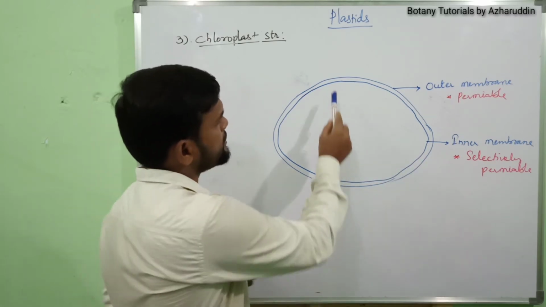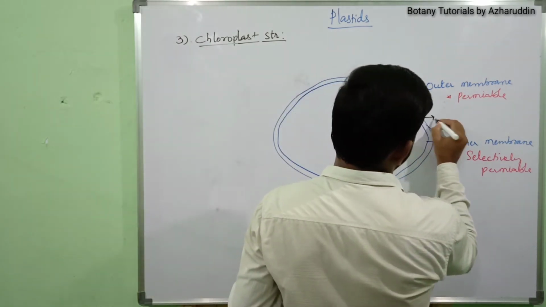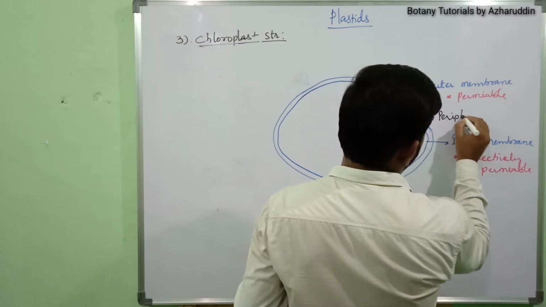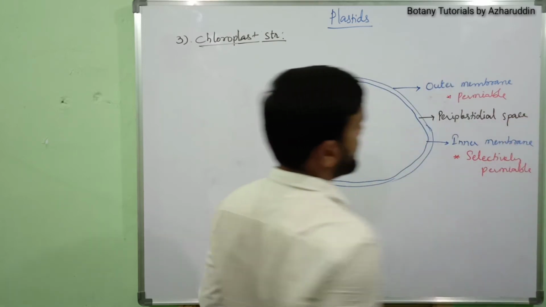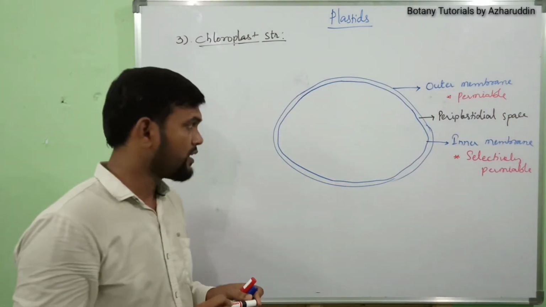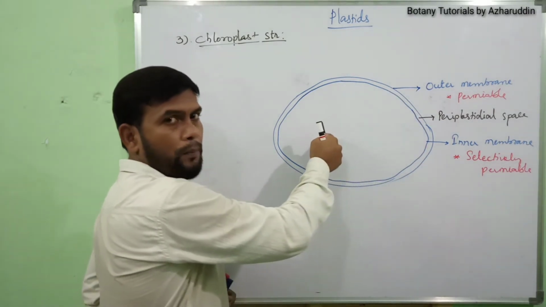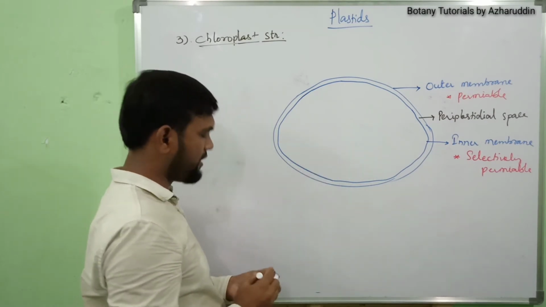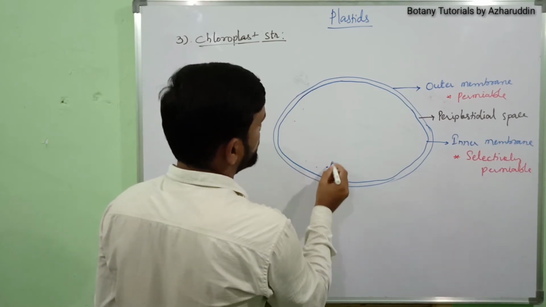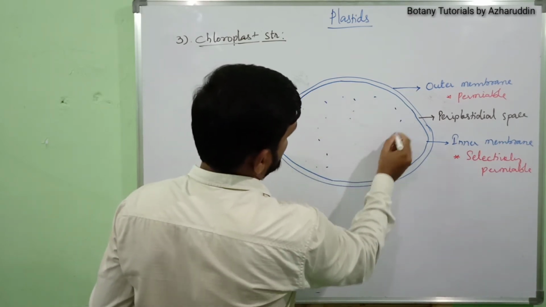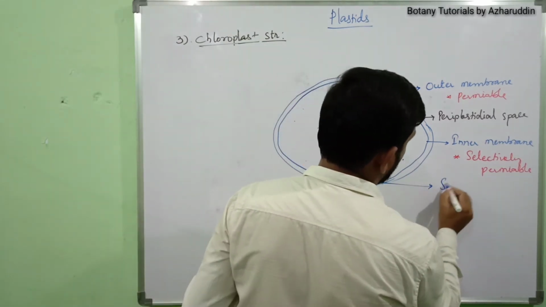The space present between the outer and inner membrane is called the periplastidial space. Next, the inner chamber of the chloroplast is filled with a material. That material is called matrix or stroma. This is the stroma.